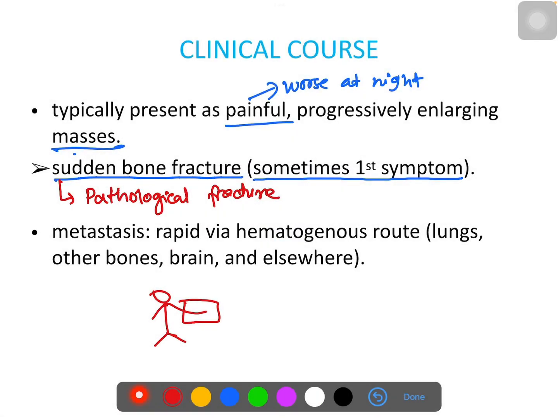Pathological fracture is a damage to the bone due to some sort of minor trauma, which in a normal individual will not cause any harm. That is known as a pathological fracture.